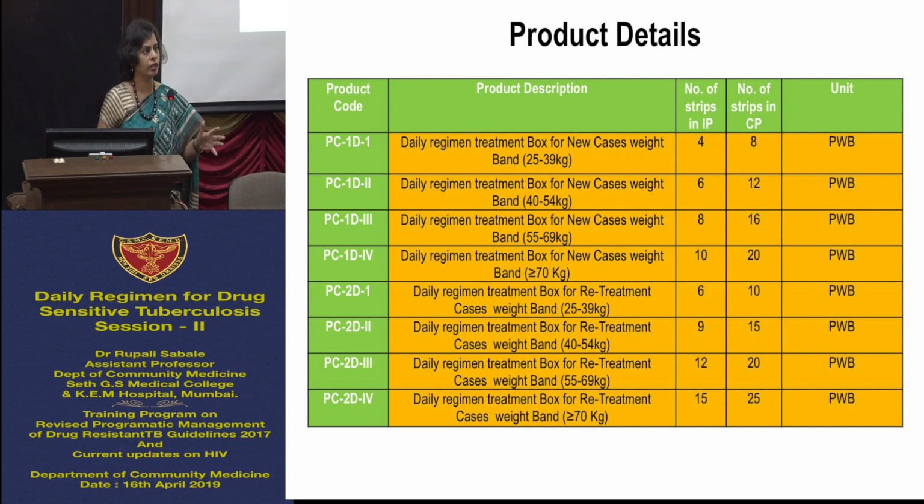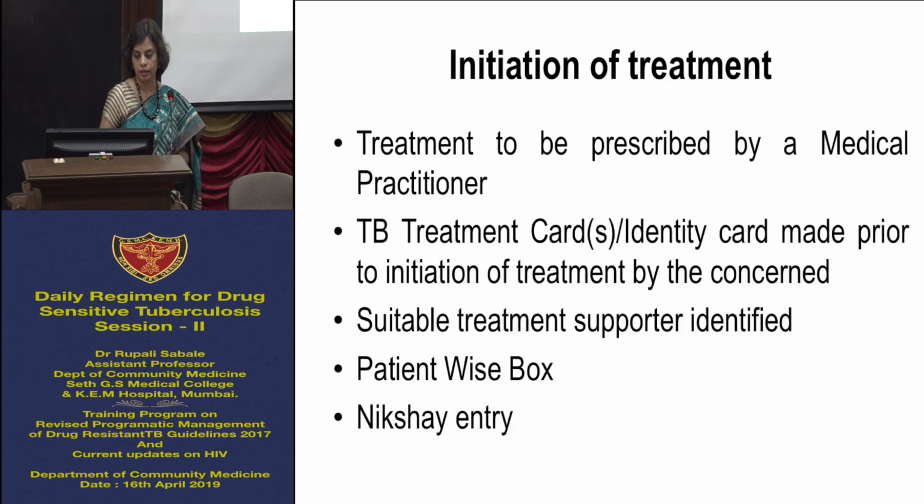So these are the product details: how many doses of intensive phase and continuation phase, everything is written on that box. Starting with the initiation, it has to be started by the medical practitioner. TB treatment cards are made in the RNTCP OPD, and a suitable treatment supporter is identified. And most important, the Nikshay entry has to be made.